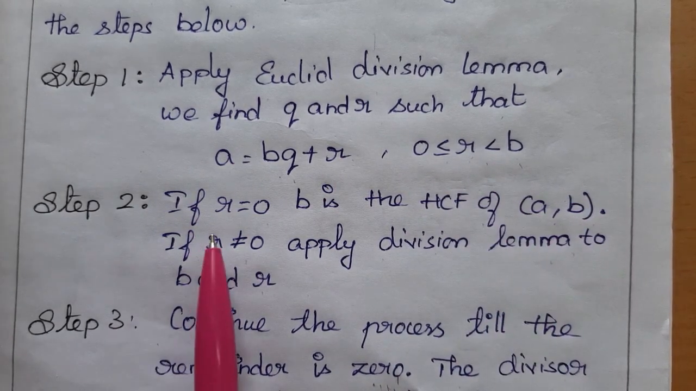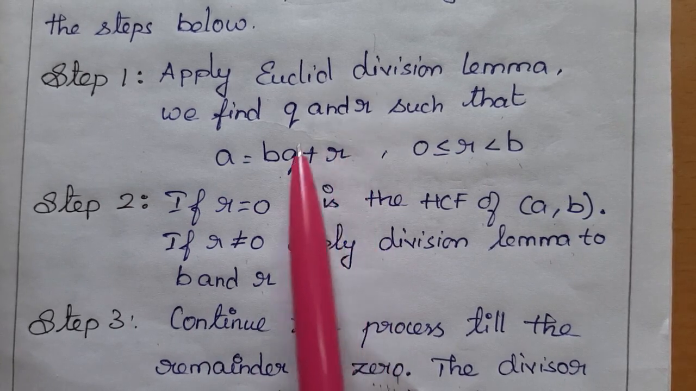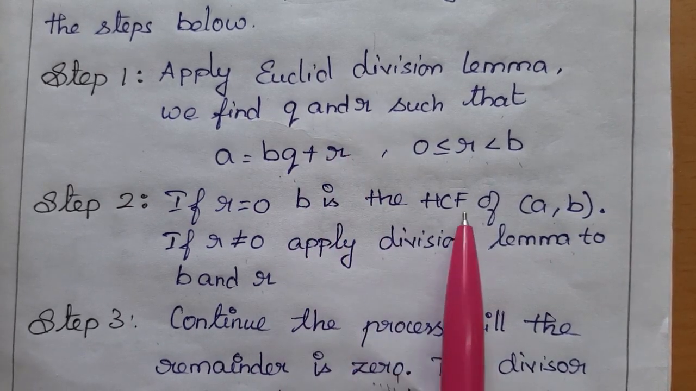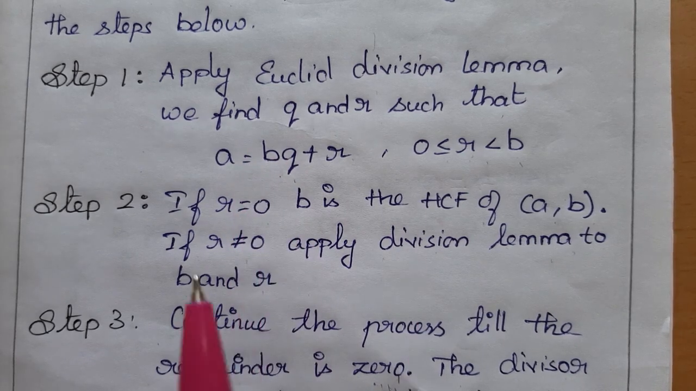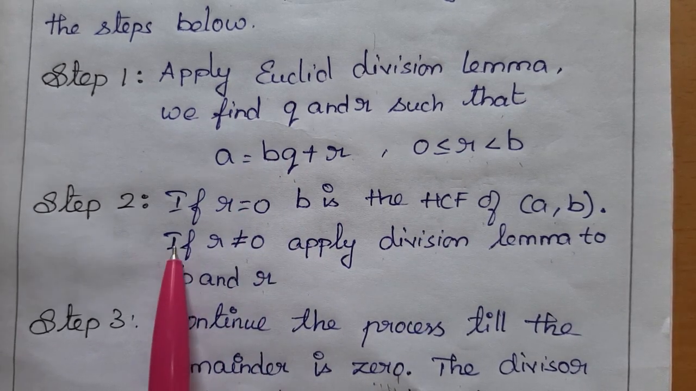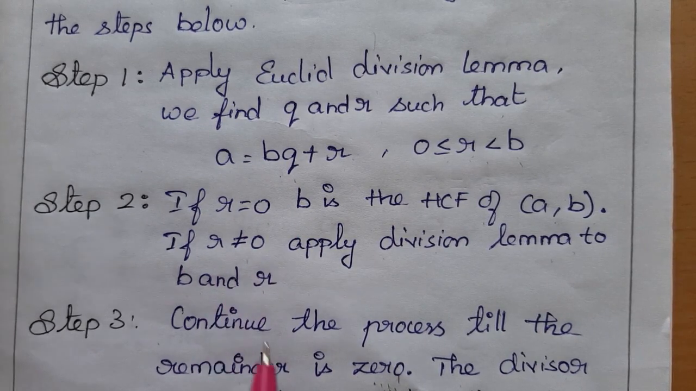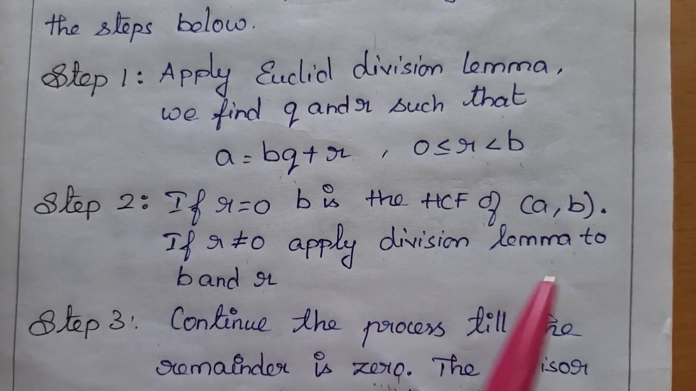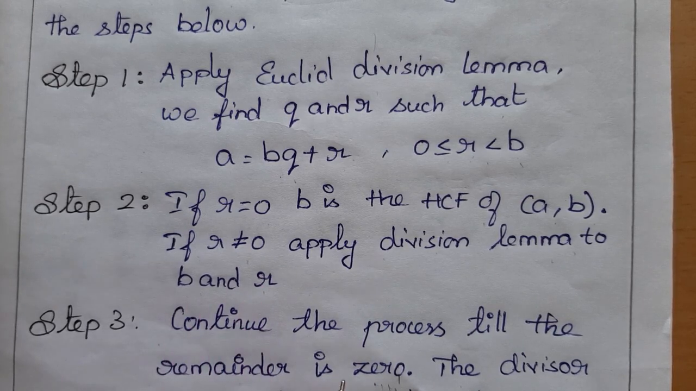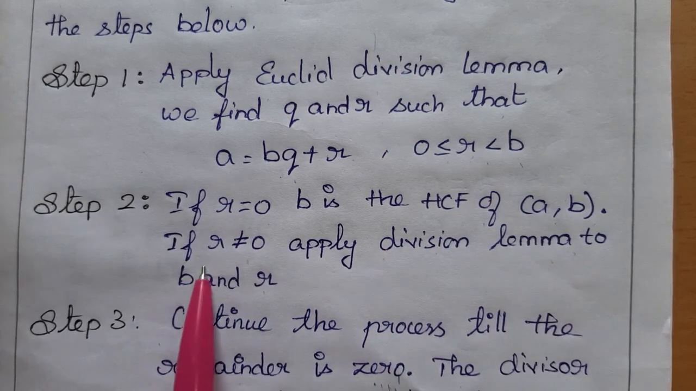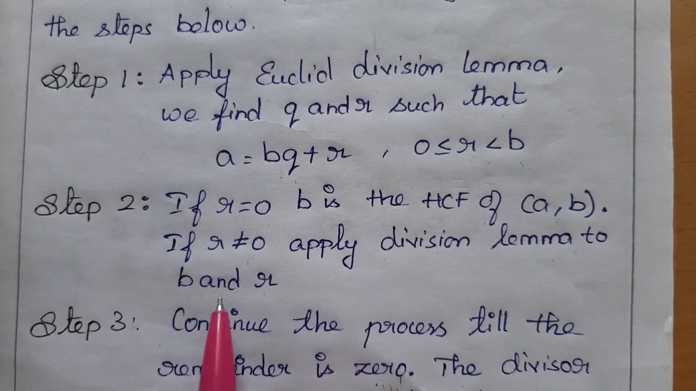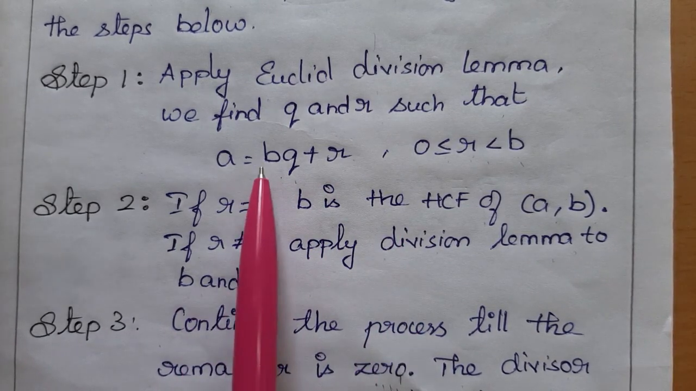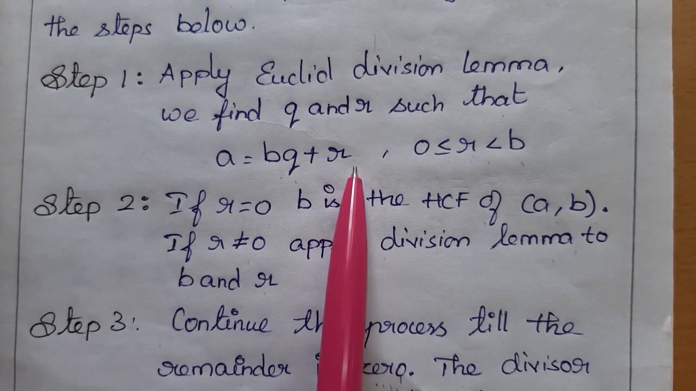The next step: if r is equal to 0, if you get a remainder r equal to 0, then b is the HCF of a comma b. That is, the divisor there is the HCF of a comma b. If r is not equal to 0, then apply the division lemma to b and r. Again we apply the division lemma to b and r, where b is the divisor here and r is the remainder. So the next step, we are applying the division lemma to the divisor and remainder.